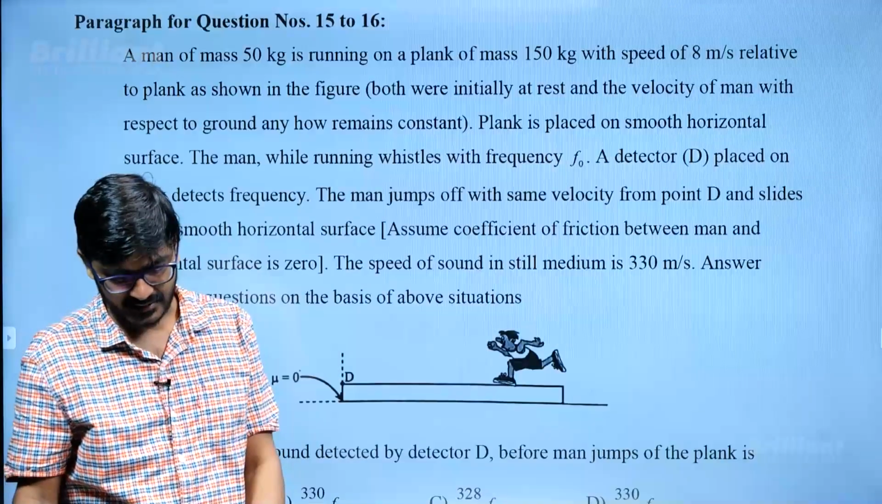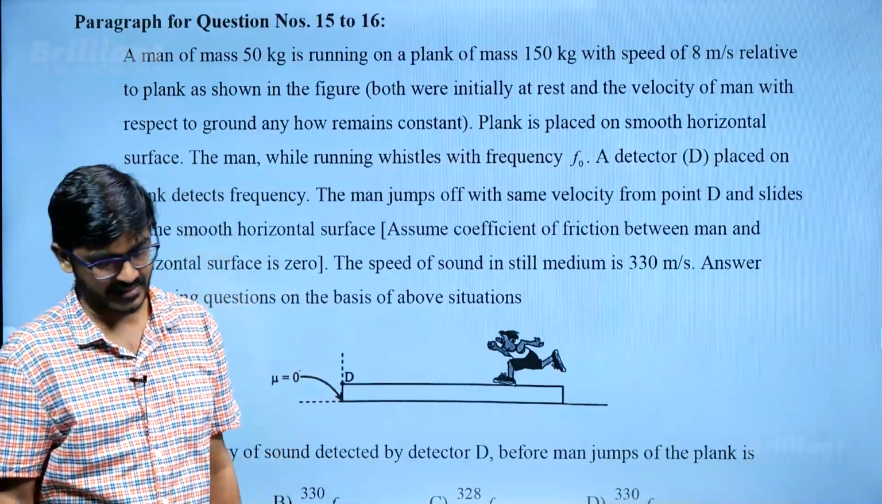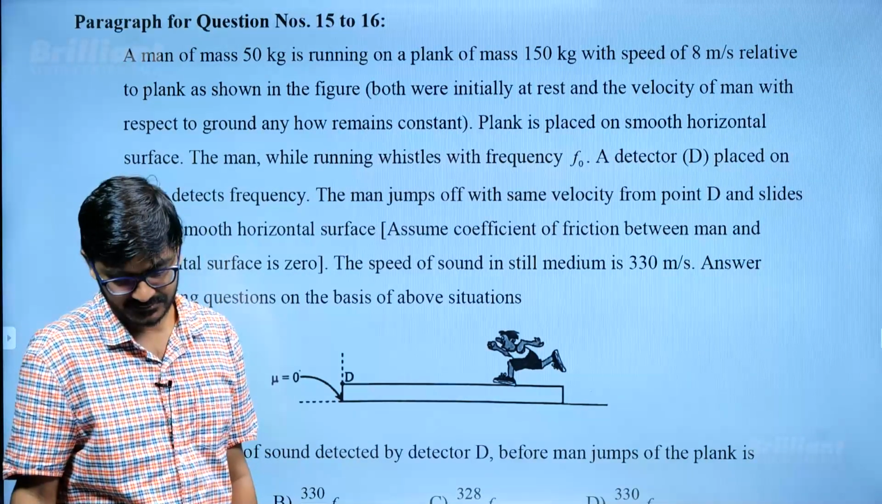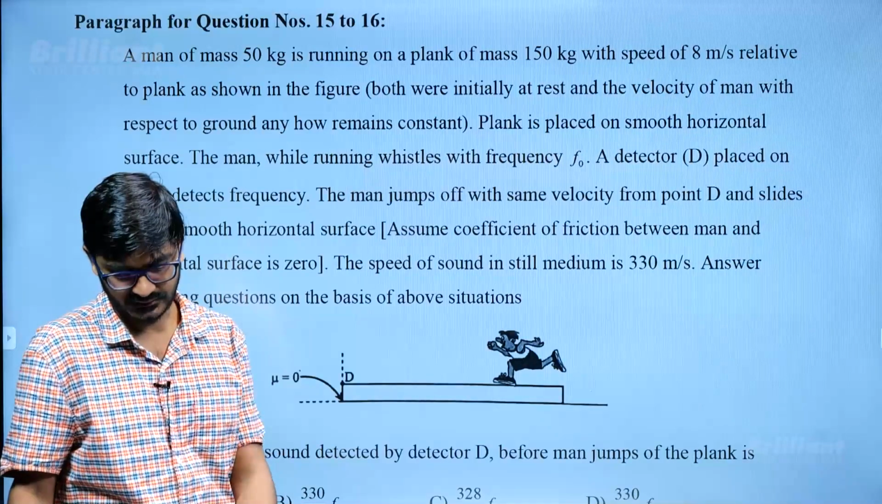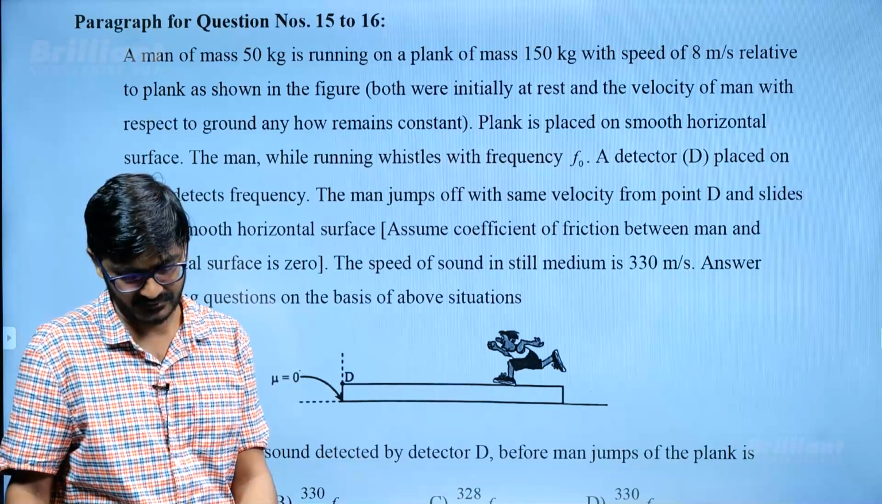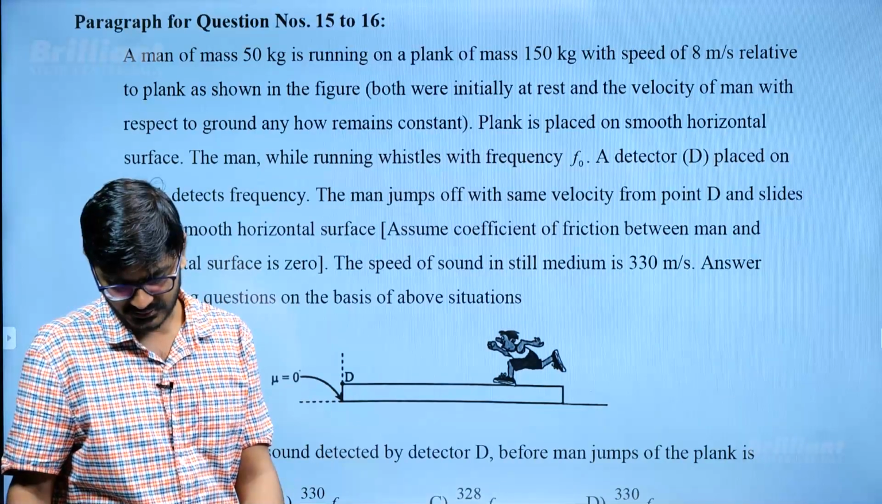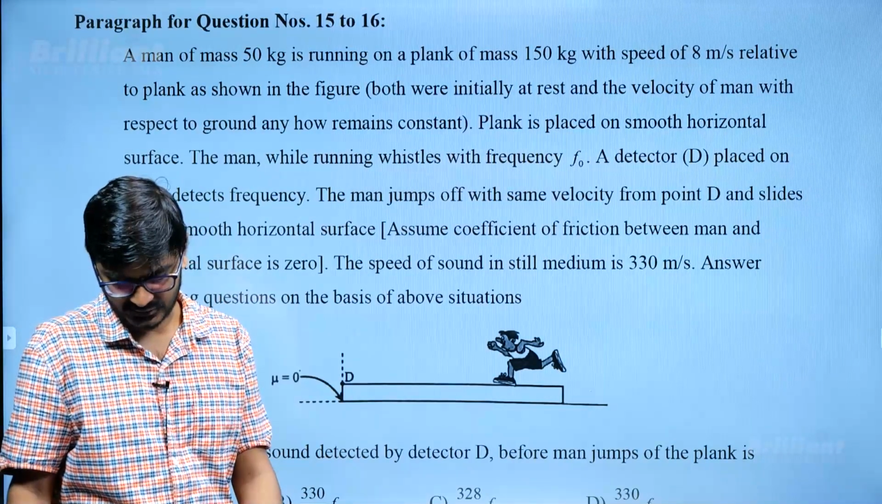The next question: a man of mass 50 kg is running on a plank of mass 150 kg with a speed of 8 meters per second relative to the plank, as shown in the figure. Both were initially at rest, and the velocity of the man with respect to the ground remains constant. The plank is placed on a smooth horizontal surface.